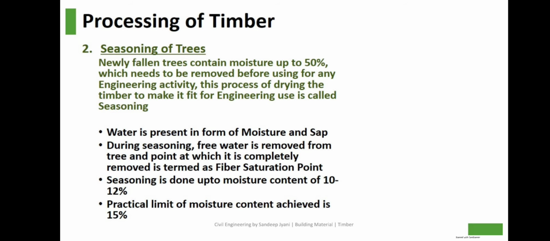Seasoning of timber. Newly fallen trees contain moisture up to 50%, which needs to be removed before using for any engineering activity. This process of drying the timber to make it fit for engineering use is called seasoning. Water is present in the form of moisture and sap. During seasoning, free water is removed from the tree, and the point at which it is completely removed is termed the fiber saturation point. Seasoning is done up to a moisture content of 10 to 12%. The practical limit of moisture content achieved is 15%.